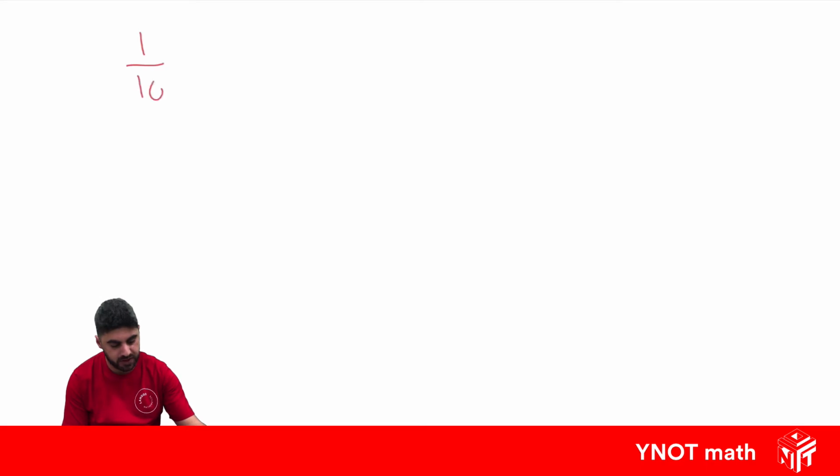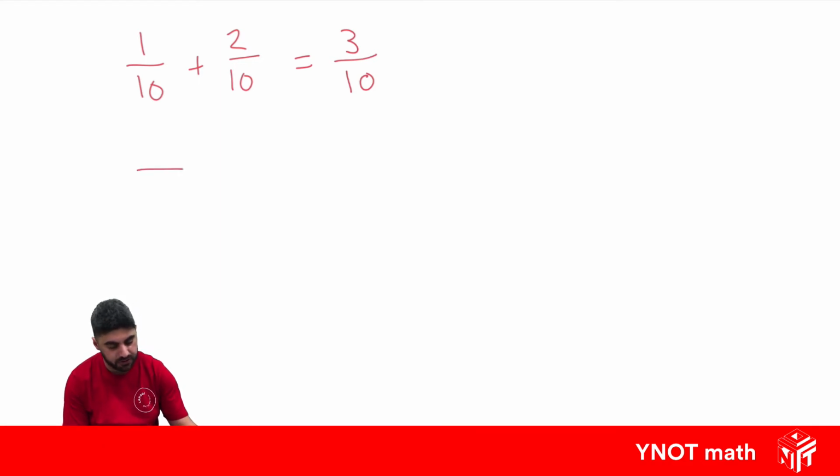Let's look at 1 over 10 plus 2 over 10. These fractions have the same denominator because they're both 10. If that happens, you keep the denominator the same and you just add the numerators together. So 1 plus 2 gives us 3. So 1/10 plus 2/10 gives us 3/10.